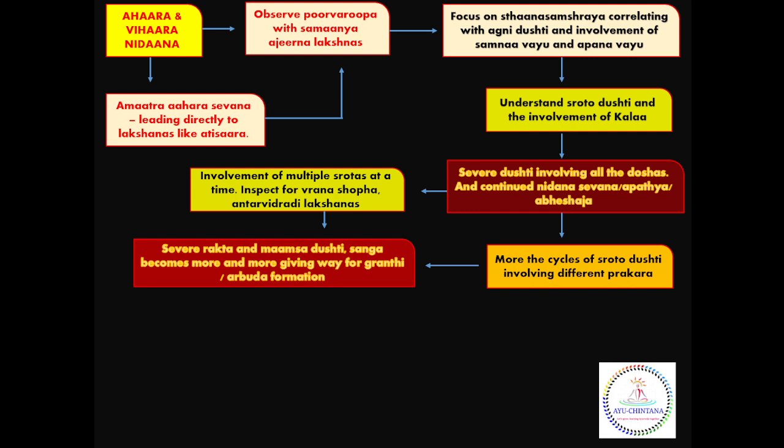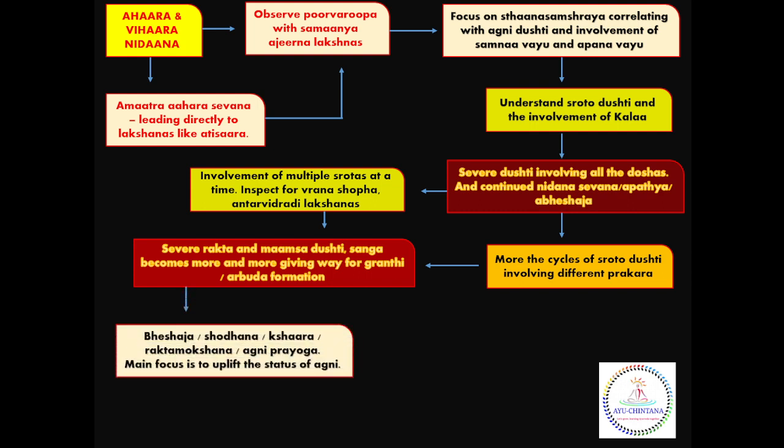It is not at stage 1, it is Arbuda. No, it is just a presentation. It is just a final way of presentation, like an advanced stage of presentation. So just remember, it is a kind of presentation, and in it the whole is not cancer. Then Bheshaja, Shodhana, Kshara, Rakta Mokshana, Agni Prayoga. The main focus is to uplift the status of Agni. So this shall be our Chikitsa Sutra.